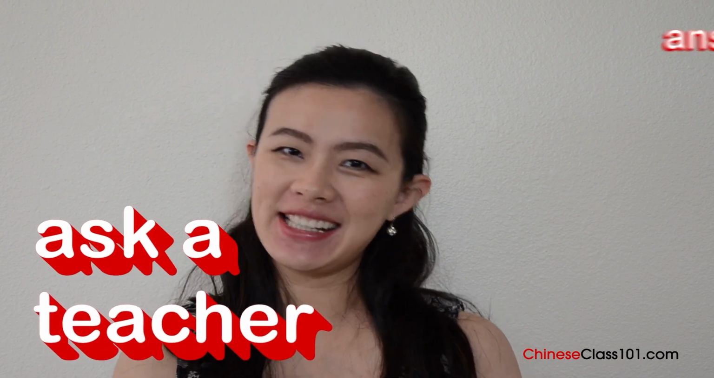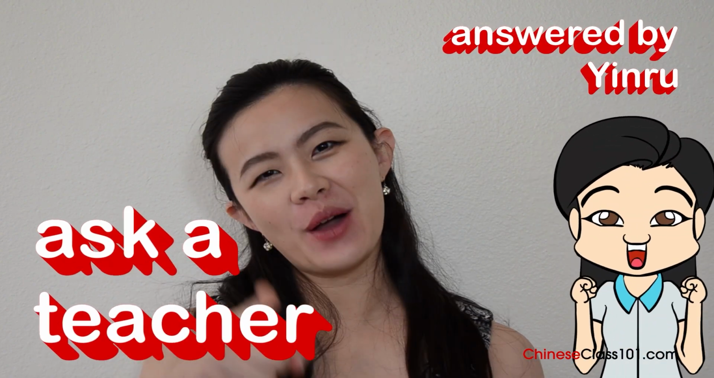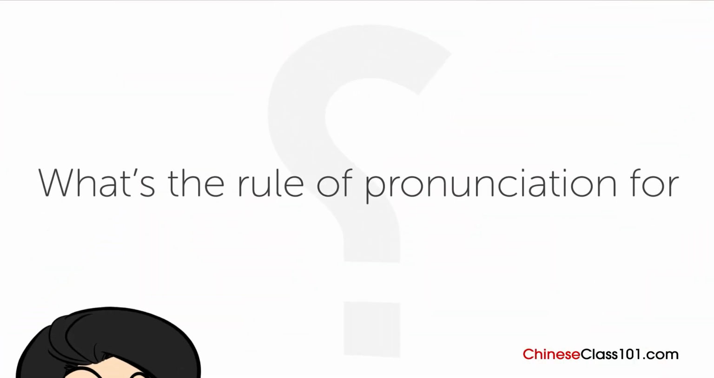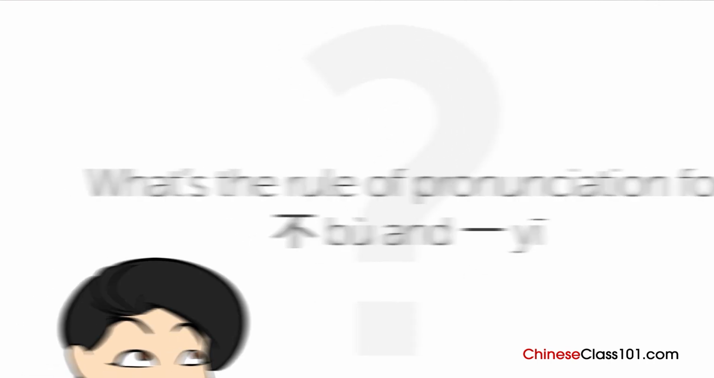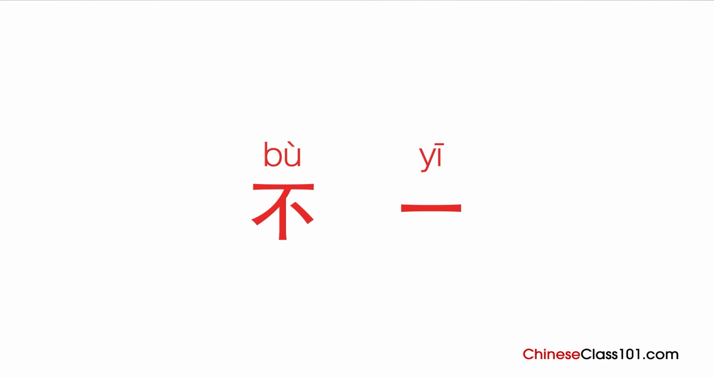Welcome to Ask a Teacher, where I'll answer most of your common Chinese questions. The question for this lesson is, what is the rule of pronunciation for 不 and 一? When studying Chinese, you've probably seen these two characters often. 不 and 一. They are very, very common. But you may notice that their tones change when they come before certain words.